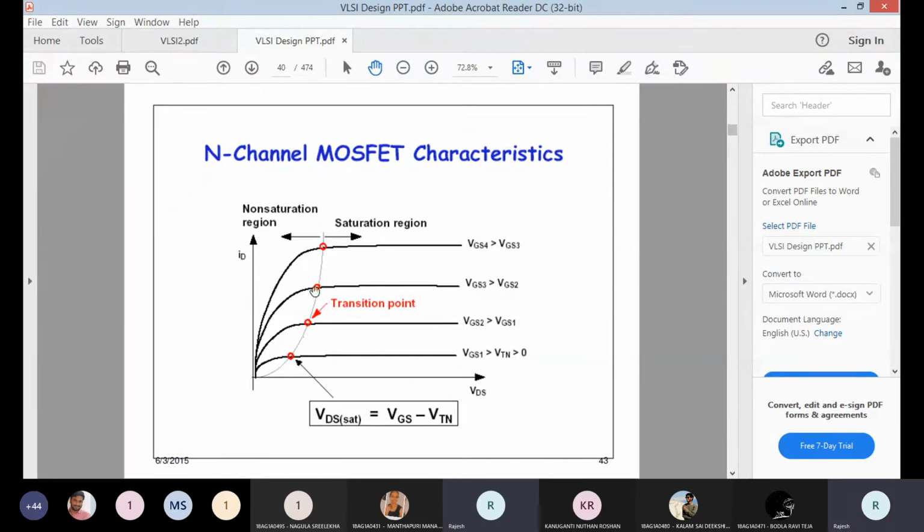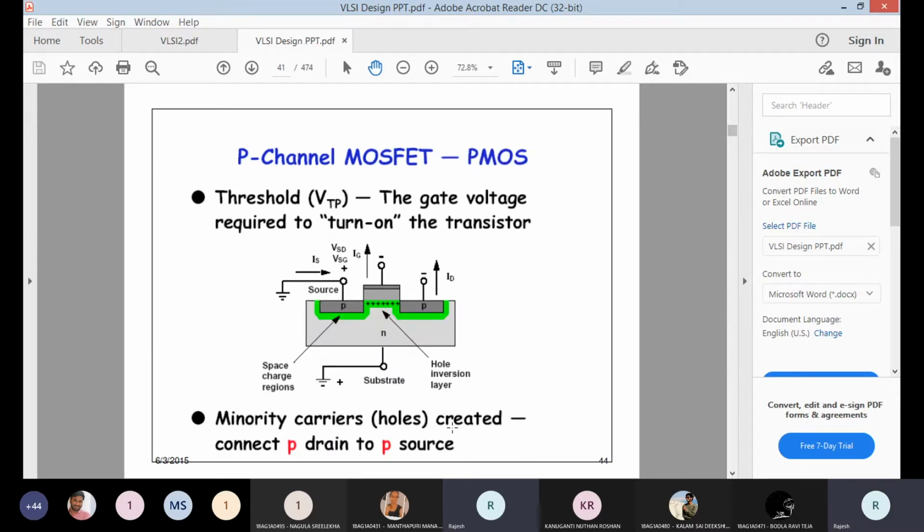The same thing, the green dotted line in our previous diagram, is shown here with red points. These are the transition points below which it acts as a linear region. As you increase VDS, the corresponding current will increase. That is shown for a specific VGS. But what is VD sat? It is VGS minus VTN.